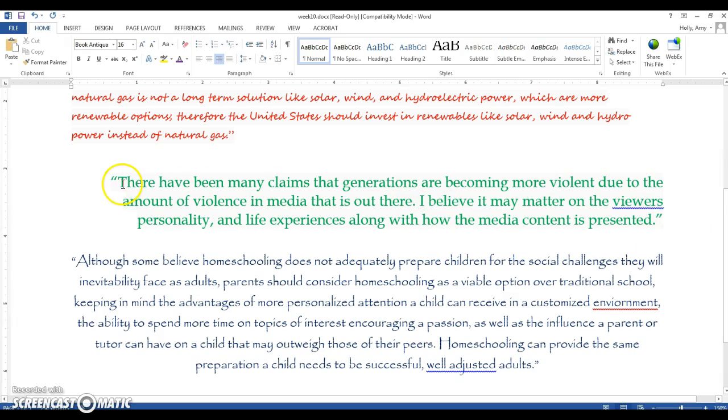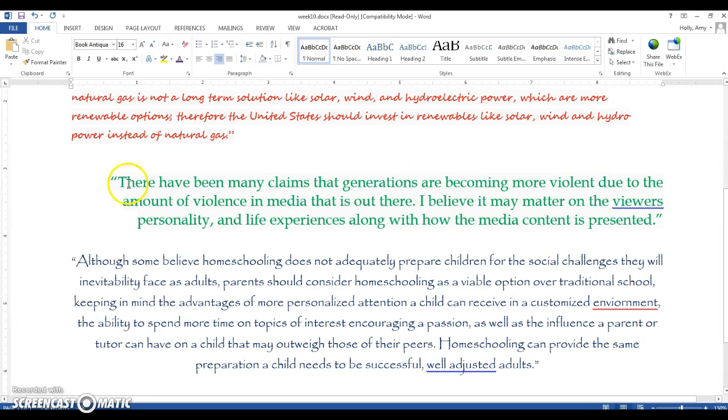But what I really wanted to address is the lack of transitions that we see connecting the counterargument to the claim. Because without those transitions, we really just have 2 statements here that the audience may not understand the relationship between. So for example, many claim that generations are becoming more violent. I believe it is more based on these 3 things. What is the connection between these 2 statements? Well, they certainly don't agree, but as a reader, I might start to feel confused here. Well, why is this person saying things that seem to contradict each other?